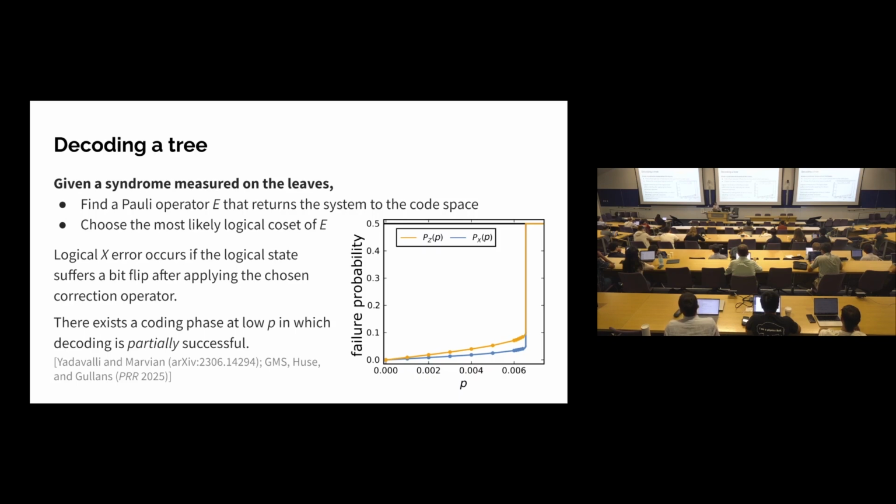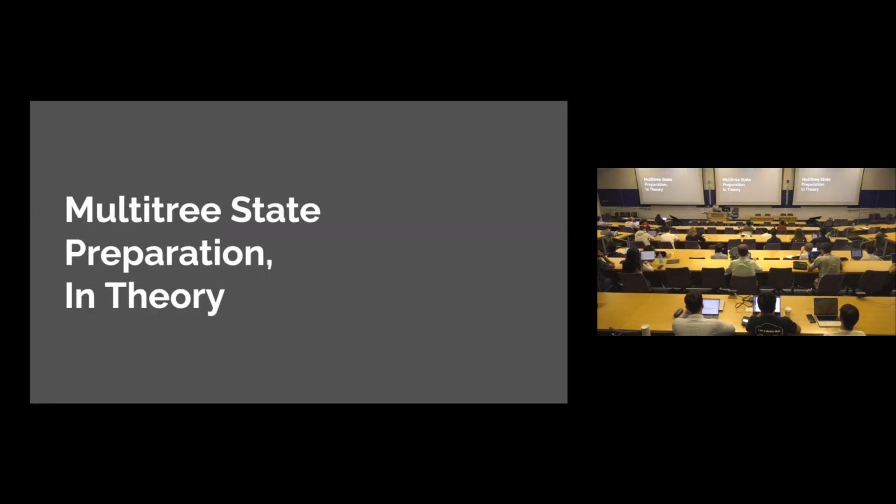And so, okay, that's nice. We could even take this now, and if we wanted to prepare a logical state that was converging towards 0 failure probability, we could do some sort of state distillation. But in the rest of this talk, I'm going to describe a different approach that is going to be able to drive that failure probability down to converge towards 0 in a coding phase, so to speak. First I'm going to describe how this works in theory.